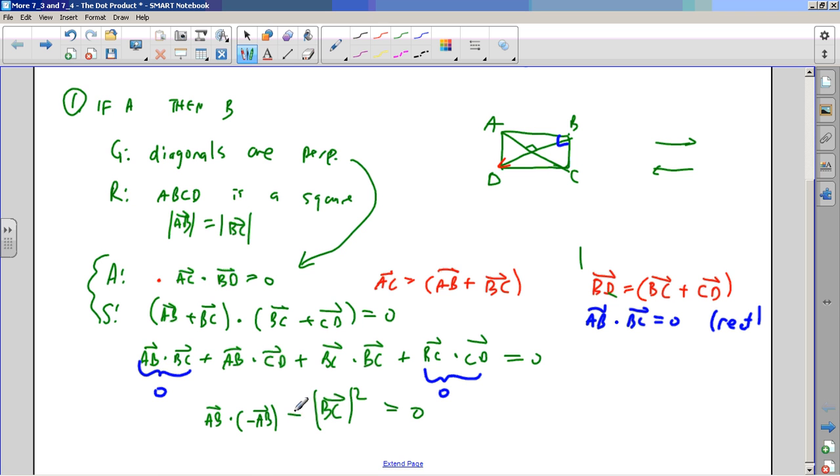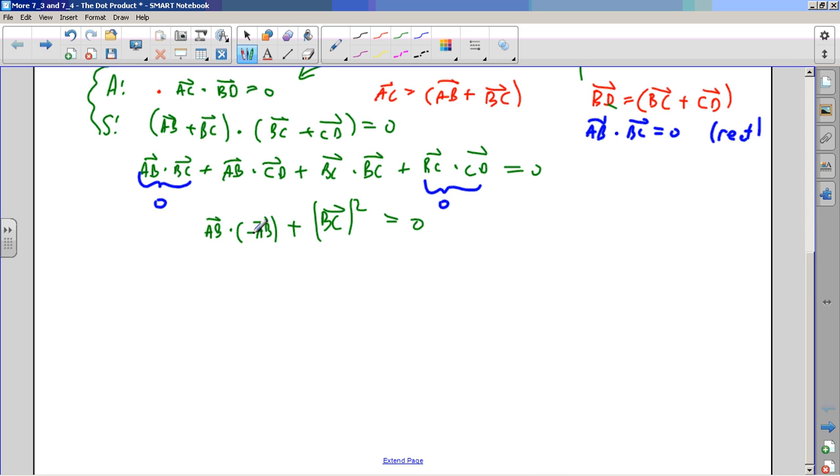Following? Well, then what do I have? Well, there is that one rule. When I have a scalar in with this, I can write it out front if I wanted to. And now what do I have? Well, this is negative AB dot AB, which is the negative of AB squared plus the magnitude of BC squared.